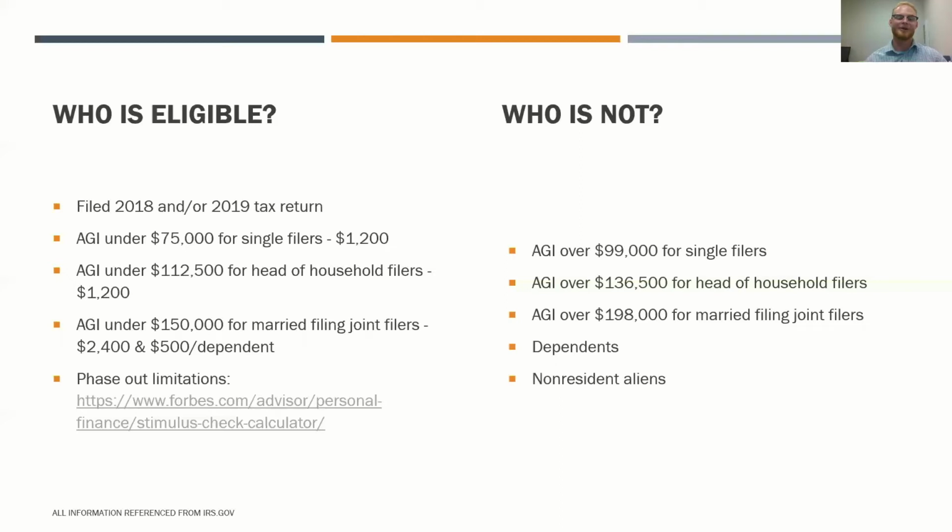So for you guys that are married filing joint, make sure you guys double check on those dependents. That could be an extra bump for you guys.